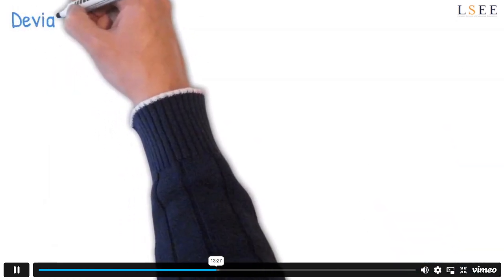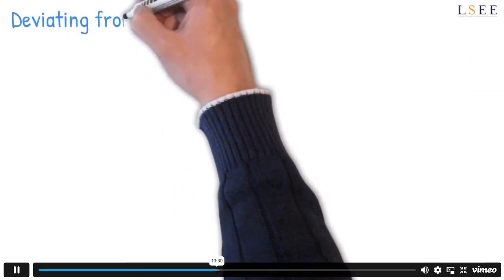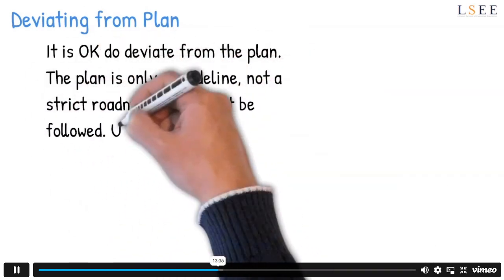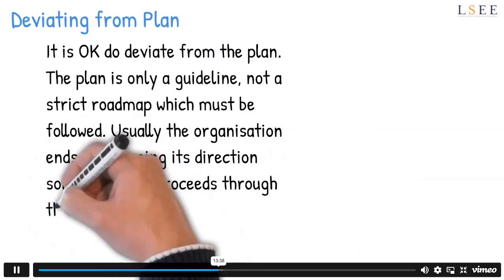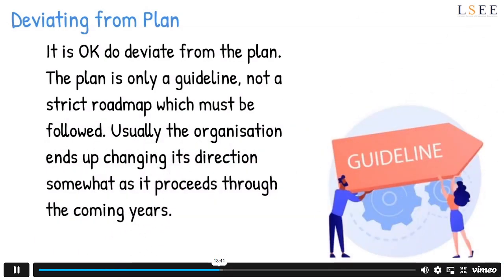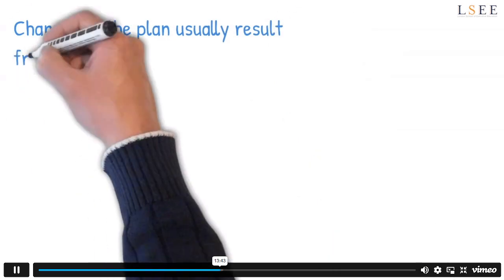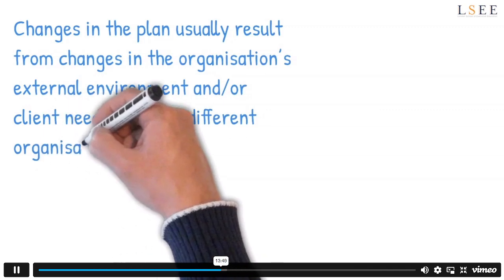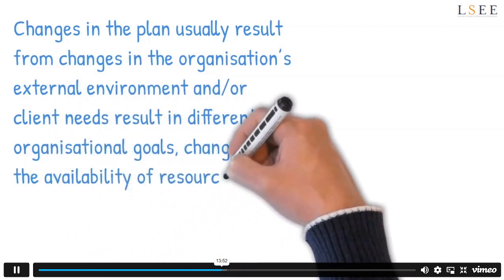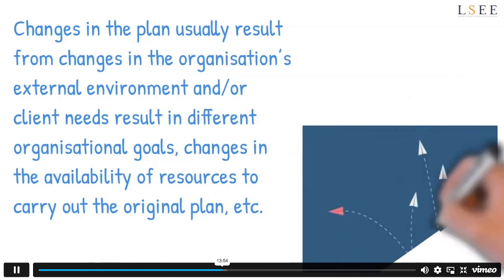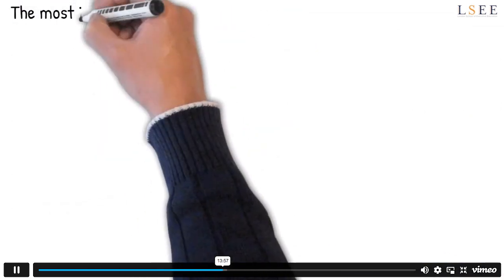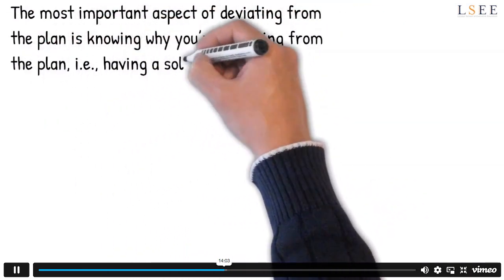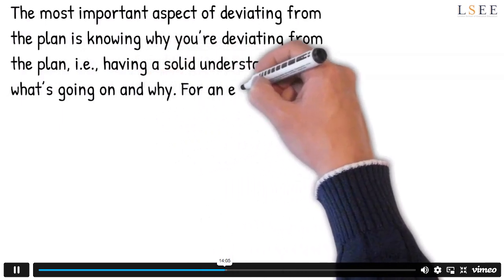Deviating from plan. It is okay to deviate from the plan. The plan is only a guideline, not a strict roadmap which must be followed. Usually the organization ends up changing its direction somewhat as it proceeds through the coming years. Changes in the plan usually result from changes in the organization's external environment and/or client needs resulting in different organizational goals, changes in the availability of resources to carry out the original plan, etc. The most important aspect of deviating from the plan is knowing why you're deviating from the plan, i.e., having a solid understanding of what's going on and why.